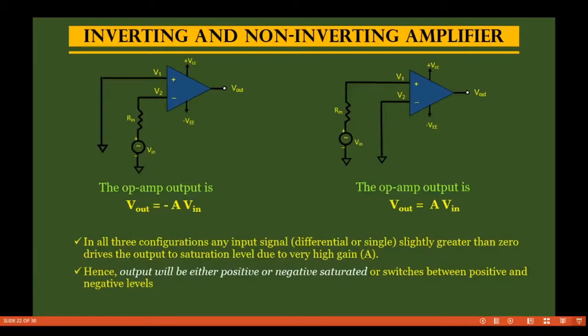So you will get only a square wave, or you call it a toggle signal, at the output. So these configurations are not suitable for linear applications. If you are implementing the op amp in linear configurations, then open loop configuration is not suitable at all.